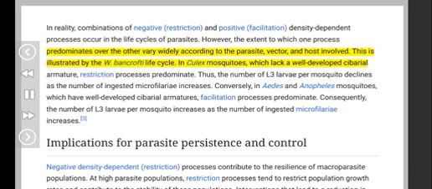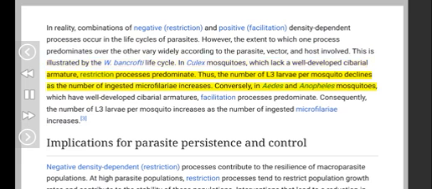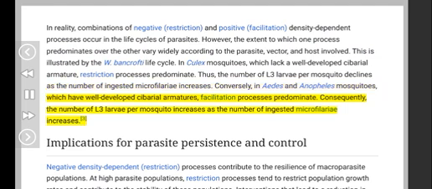bancrofti life cycle. In Culex mosquitoes, which lack a well-developed cibarial armature, restriction processes predominate. Thus, the number of L3 larvae per mosquito declines as the number of ingested microfilariae increases. Conversely, in Aedes and Anopheles mosquitoes, which have well-developed cibarial armatures, facilitation processes predominate. Consequently, the number of L3 larvae per mosquito increases as the number of ingested microfilariae increases.